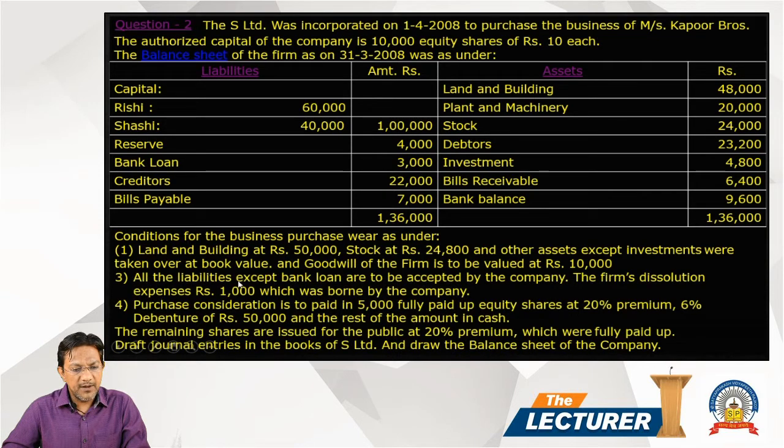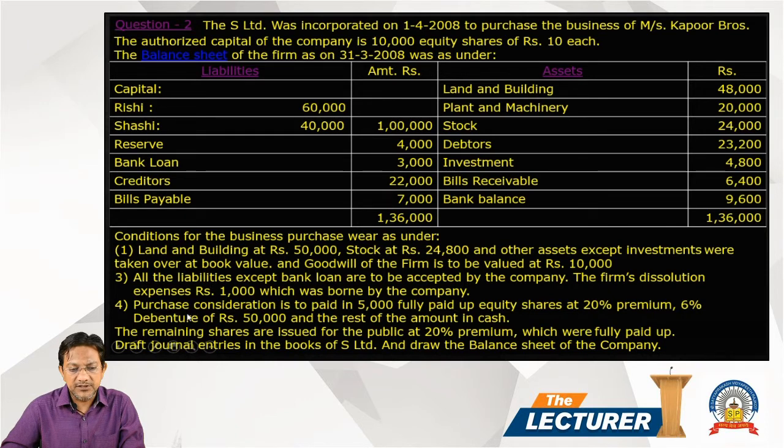Other adjustment: all the liabilities except bank loan are to be accepted by the company. The firm's dissolution expense of 1,000 was borne by the company. Here the dissolution expense is borne by the company, so it is included in the value of goodwill. So the total value of goodwill is considered as 10,000 plus 1,000, in short 11,000. All the liabilities except bank loan, so bank loan is not taken over. It means the remaining two liabilities, creditor and bills payable, are taken over by the company.